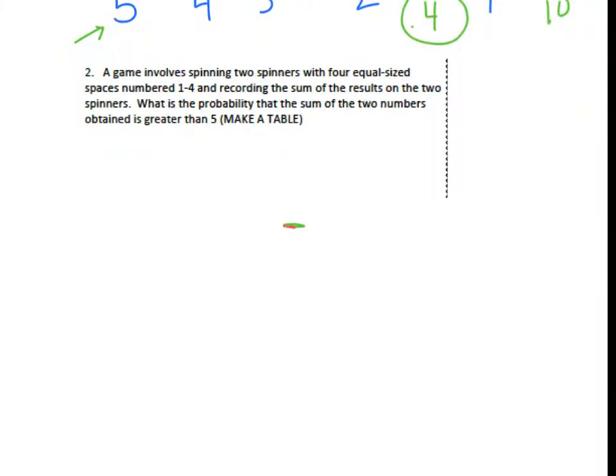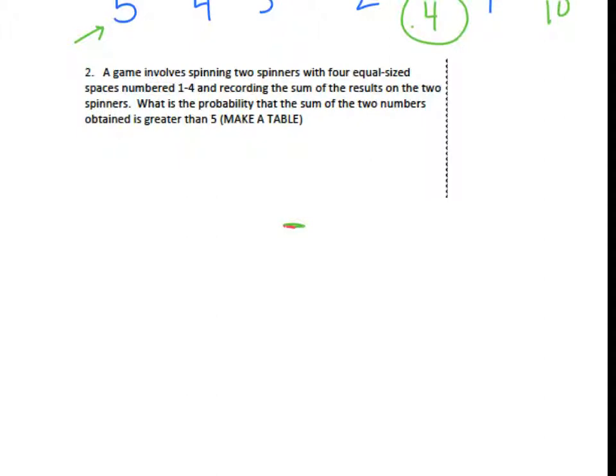Okay, let's look at number 2. A game involves spinning 2 spinners with 4 equal-sized spaces numbered 1 through 4 and recording the sum of the results on the 2 spinners. What's the probability that the sum of the 2 numbers obtained is greater than 5?